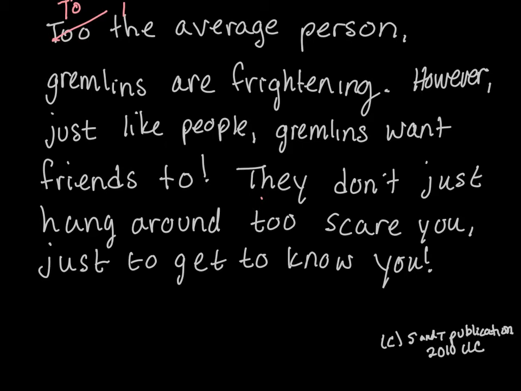However, just like people, gremlins want friends too. Oh, here's another one. Let's try putting also or very in there and see if it works. However, just like people, gremlins want friends very. No, that does not make sense. Okay, let's try the other one. However, just like people, gremlins want friends also. Oh, that makes sense. That means it's not TO, it's TOO.